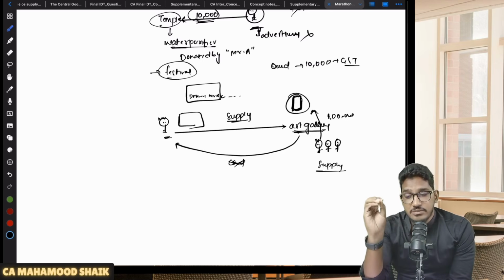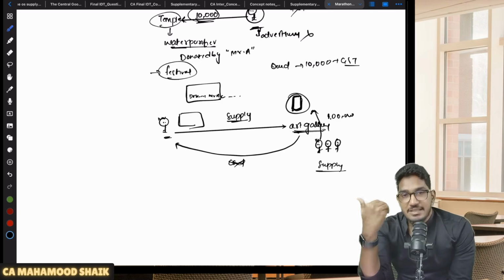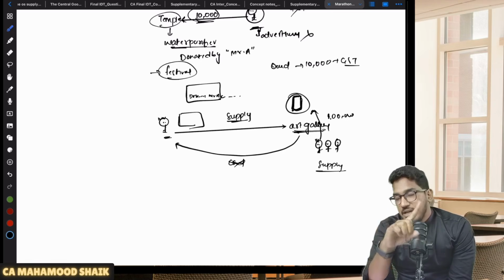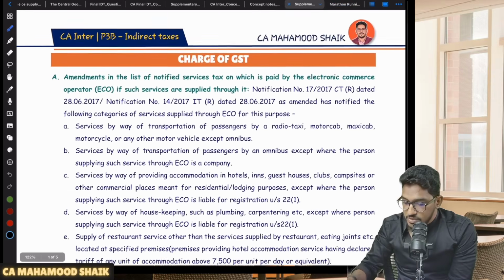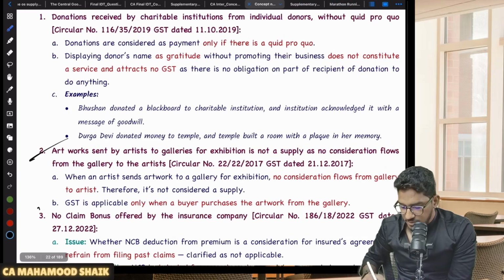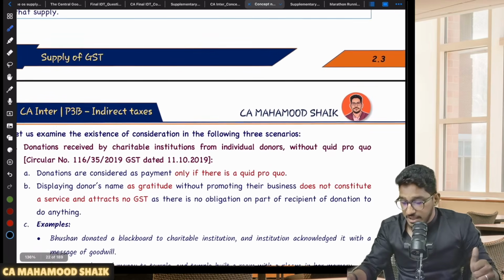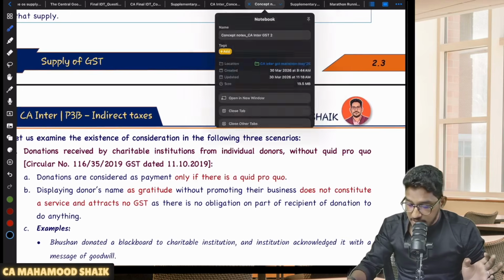Just sending the artwork to the art galleries for exhibition is not supply. But at that art gallery, if a customer walks in, likes a painting, pays the consideration and purchases it, at that point of time supply will take place. Understood? So this is one more circular. We have one more circular regarding no claim bonus. I will come back to that later. But two circulars are associated with the consideration, and those two circulars we have covered.